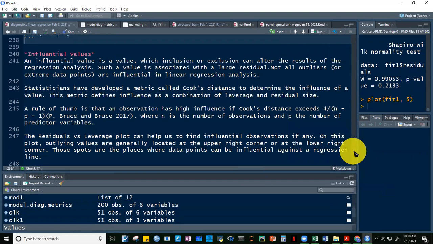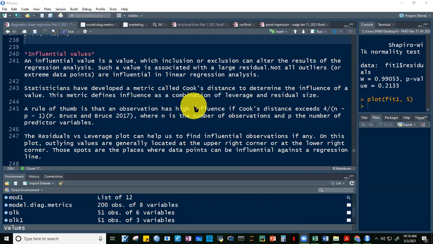Kasi guys, pwede naman siyang outlier pero hindi siya influential. Ang bottom line, guys, ang pinaka-importante yung influential. An influential value is a value which, including or excluding, can alter the results of the regression analysis. Siyempre, pag influential, guys, malaki yung value ng residual. Now take note, not all outliers are influential. Okay, may mga outliers na hindi naman influential.